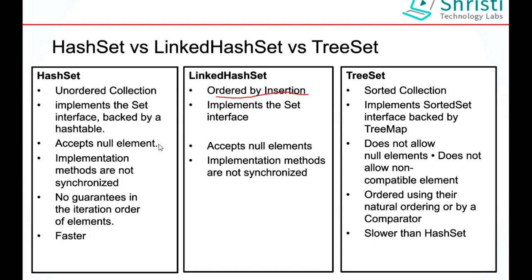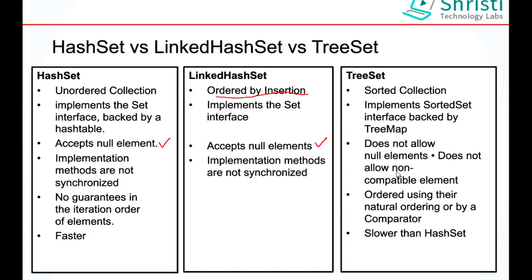Next, in case of hash set, it accepts null elements. In case of linked hash set, it also accepts null elements. In case of tree set, it does not allow null elements. Why? Assume that I have a tree set of string elements. If I add null, there is confusion about how to sort this null together with the string objects. So that is why tree set does not allow null elements. If you add null elements, you will get a null pointer exception.